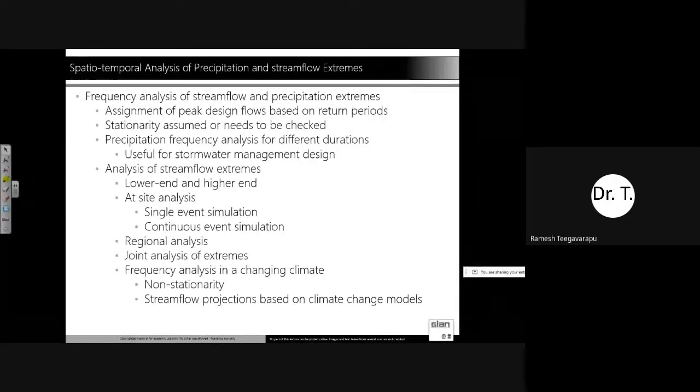So when you're looking at spatial and temporal analysis of precipitation and streamflow extremes, there are a number of things which will come to your mind. First of all, frequency analysis of streamflows and precipitation extremes. What we typically do is we take the available data, and then we assign peak design flows based on the return periods. Now, that can be 100-year, 500-year or 50-year return period, depending upon the hydrologic structure you are evaluating.